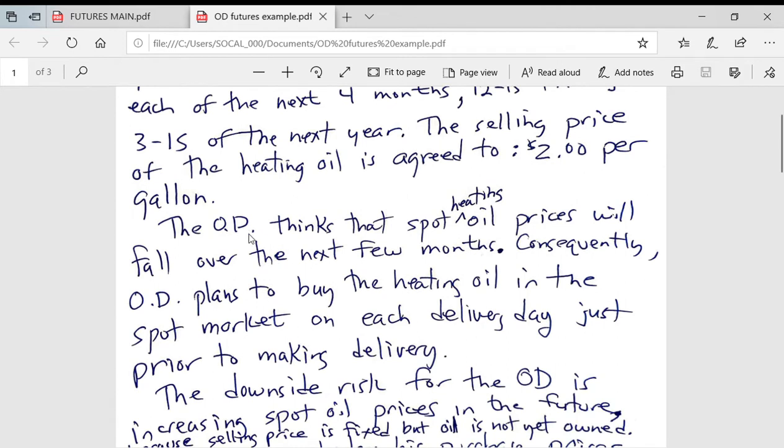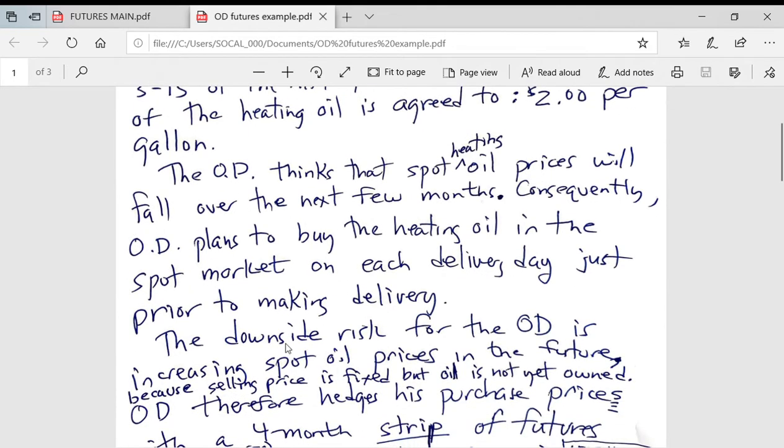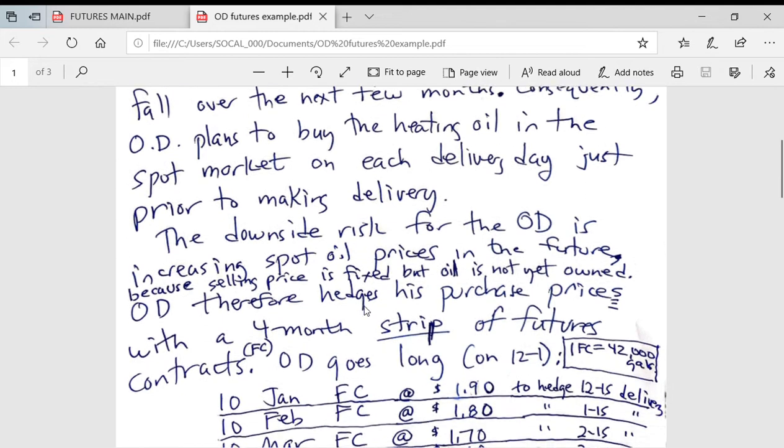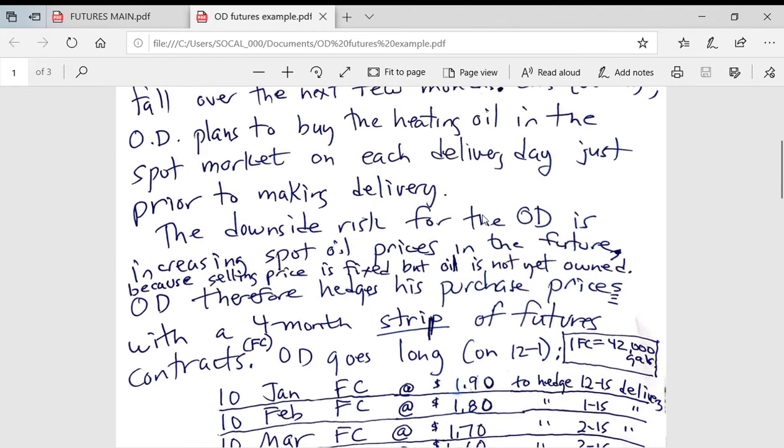The oil distributor thinks that spot heating oil prices will fall over the next few months. Consequently, the oil distributor plans to buy the heating oil in the spot market on each delivery day just prior to making the delivery to his client. In this case, the downside risk for the oil distributor is increasing spot oil prices in the future because the selling price is fixed, but the heating oil is not yet owned.